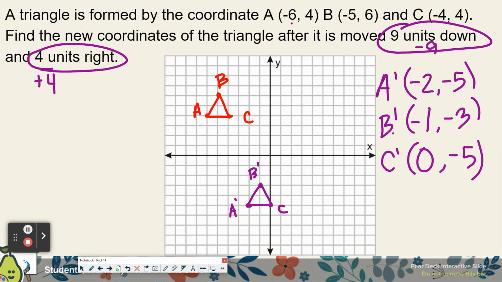I'm just going to test it. So I'm going to go from A to my A prime, and I'm going 1, 2, 3, 4, 5, 6, 7, 8, 9. So 9 down was good. And then 1, 2, 3, 4, right, that one also checks out.